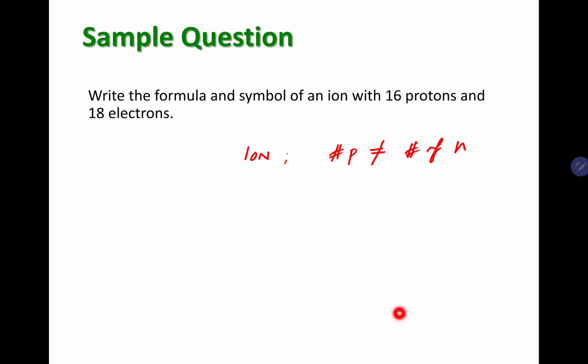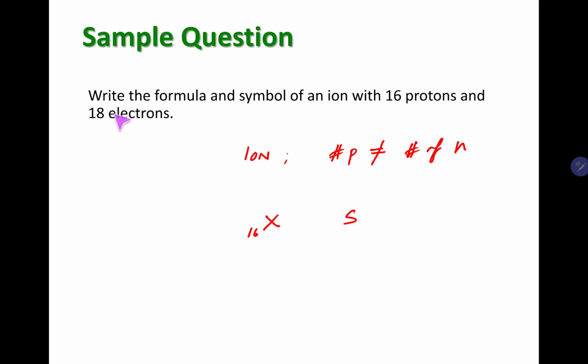And in an ion, the subatomic particles that will not change are protons, right? Okay, so you have 16 protons, so the atomic number is 16. So you look at the periodic table and then you realize that okay, the atomic number for whatever the atom is 16, and then that atom should be what? That atom should be sulfur. All right, so we are talking about sulfur.